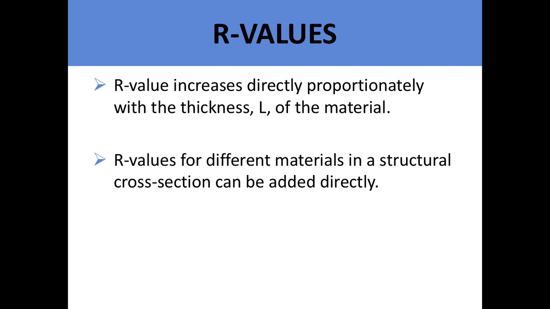R value increases directly proportionally to the thickness, which is sometimes known as L, of the material. R values for different materials in a structure can be added directly. In other words, if I have fiberglass insulation covered by sheetrock, protected outside by particle board, and then some sort of architectural material for appearance on the outside, I can add each of those R values and I can use the total.